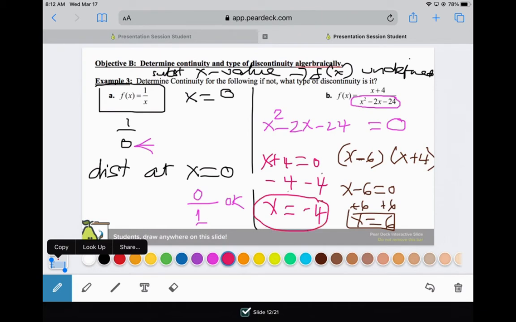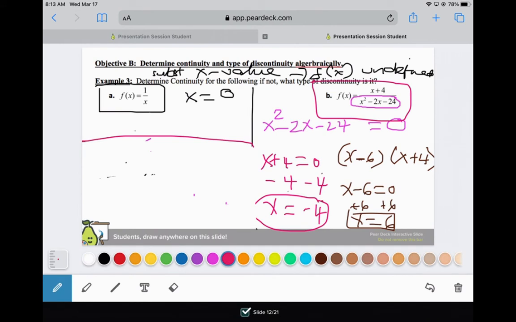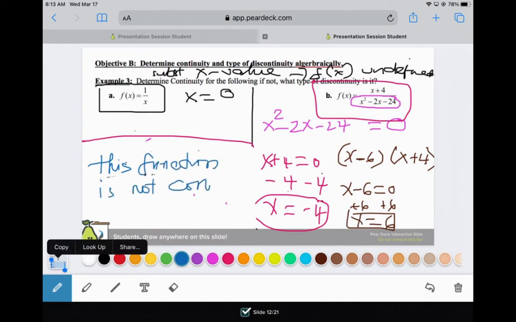So what I can say is that this function is not continuous at negative 4 and 6. I'm going to clear this side so that I have space to write that out. So what I can say is this function is not continuous at x equal negative 4 and 6.